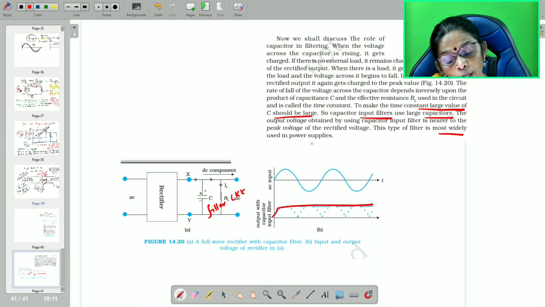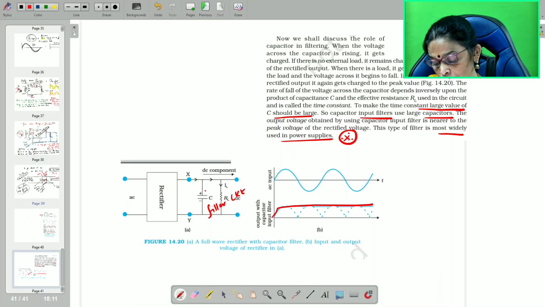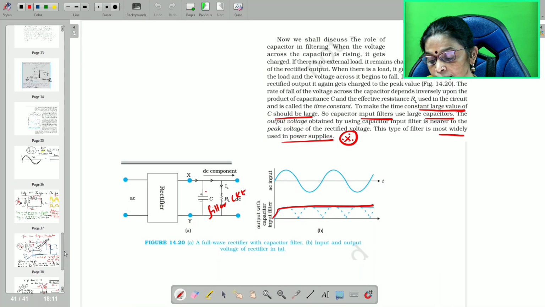Yeah, this type of filter is mostly used in power supplies. You can make a note of it. So, hope you understand this.